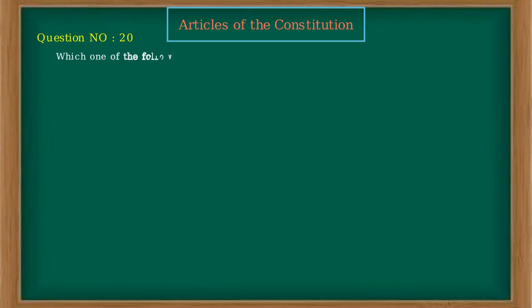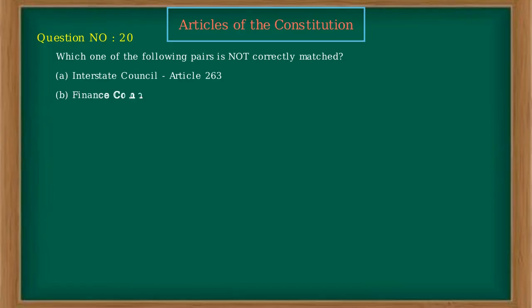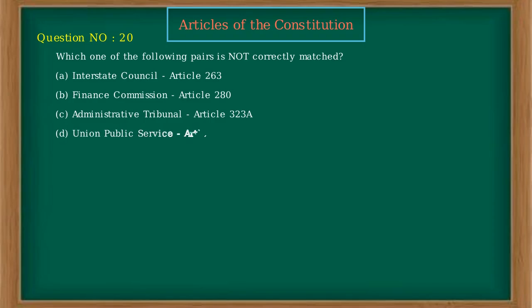Which one of the following pairs is not correctly matched? A. Interstate Council, Article 263. B. Finance Commission, Article 280. C. Administrative Tribunal, Article 323A. D. Union Public Service Commission, Article 315. Ans.